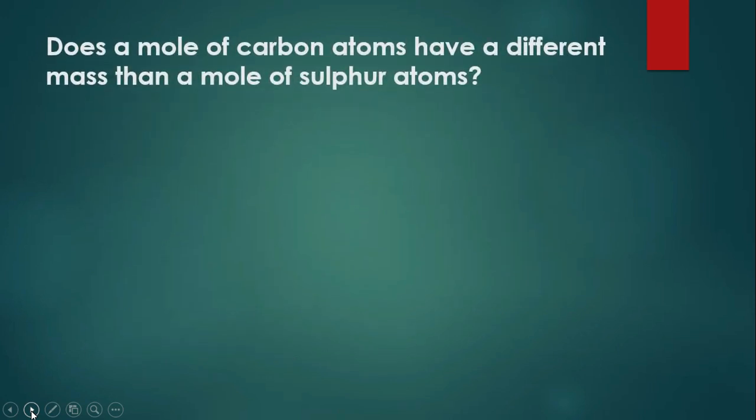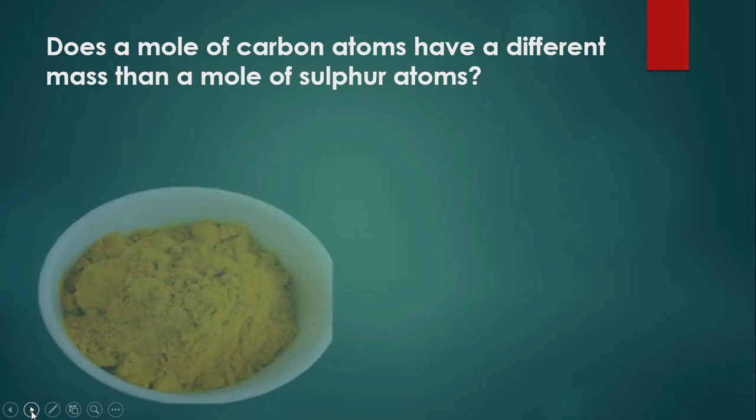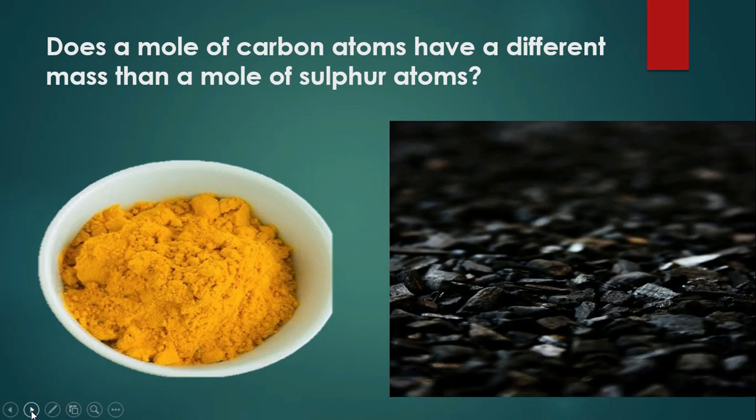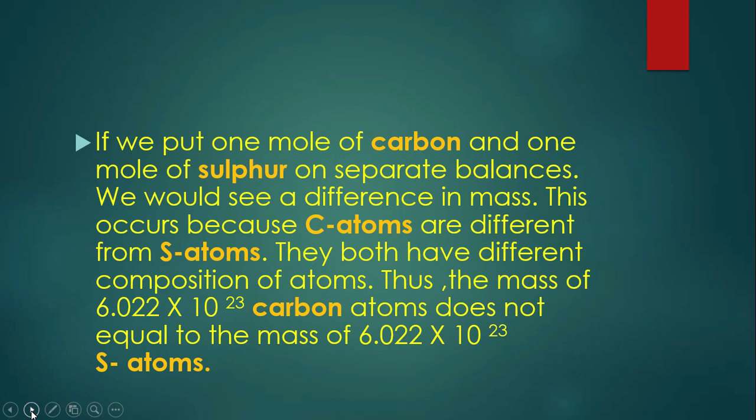Now, students, there is another question: does a mole of carbon atoms have a different mass than a mole of sulfur atoms? Yes, students, if you have sulfur and carbon, their counting unit is the same, 1 mole. But if they both are 1 mole, do they both have the same mass? Okay, students, let's see. If we put 1 mole of carbon and 1 mole of sulfur on separate balances, we would see a difference in mass.